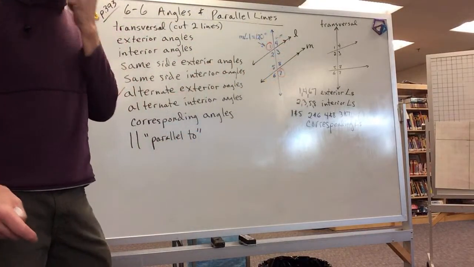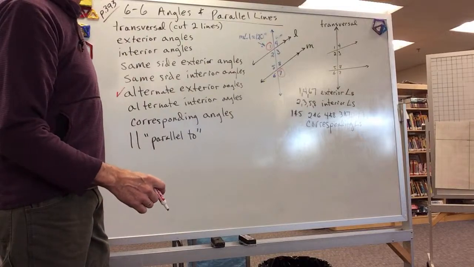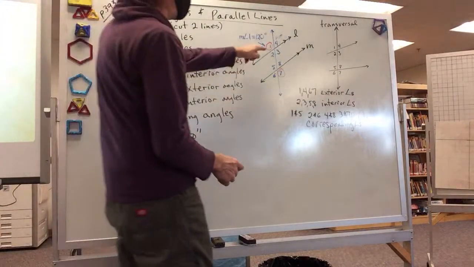Why wouldn't 1 and 8 be alternate exterior? 1 and what? 8. 1 and 8.